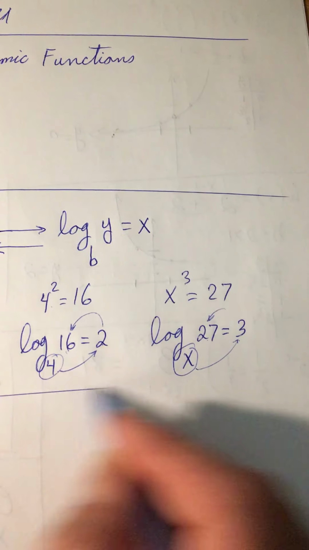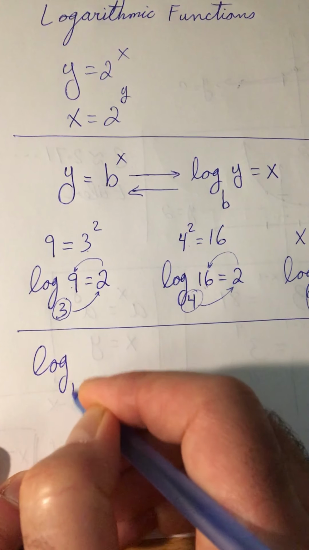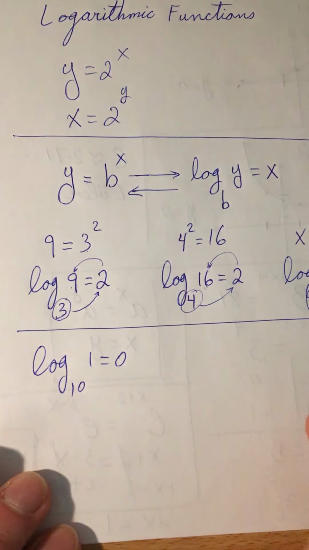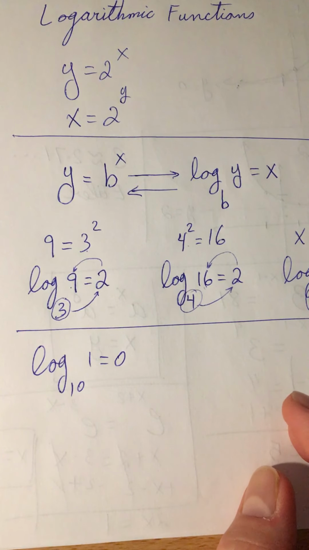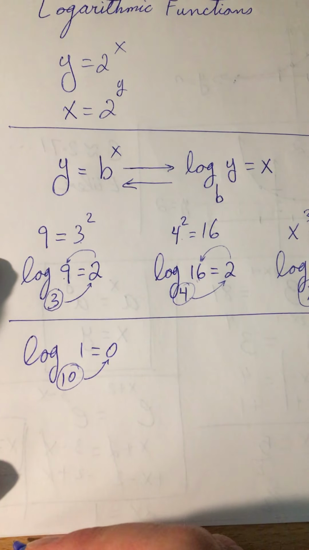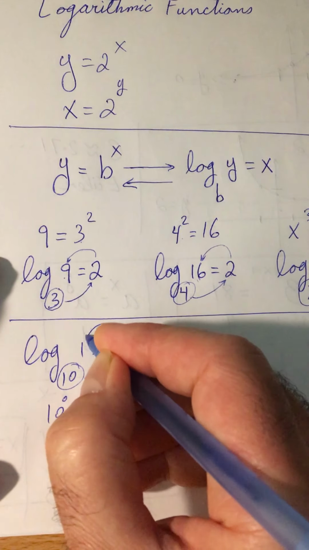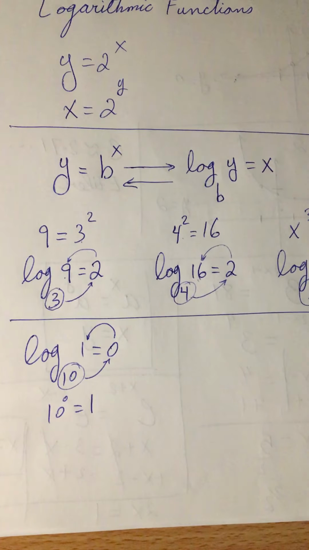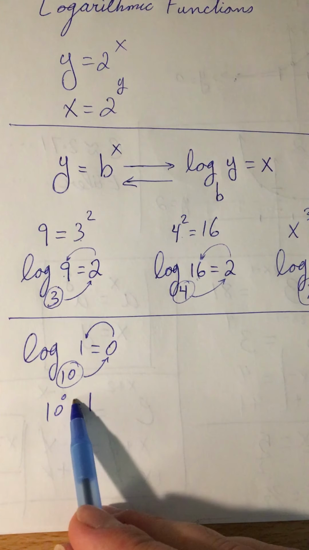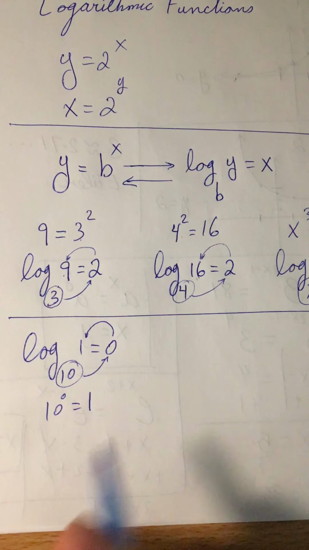I can also do the other way. What if I give you this? Log base 10 of 1 equals 0. Can I write it in exponential form? So what's my base? 10. Raise it to whatever is on the other side of the equal sign. So 10 to the power of 0 equals 1. Is that a true statement? 10 to the power of 0, does it equal 1? Yes, it does. So that's correct.